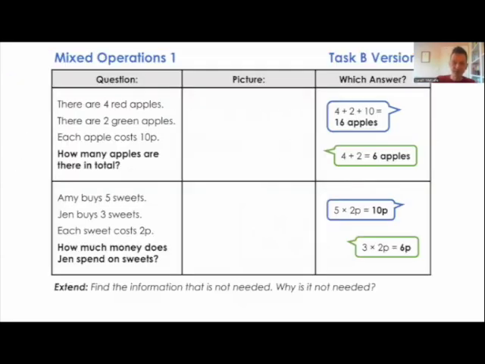And so task B version 1, in this instance, if I draw out one new technique, which I've referred to in the previous example, it's children being able to discount the irrelevant information. There are 4 red apples. There are 2 green apples. Each apple costs 10p. How many apples are there in total? A space for the picture, and then the children have to choose which answer. Is it 4 plus 2 plus 10 equals 16 apples, or is it 4 plus 2 equals 6 apples? And then second question, then the reasoning is looking at, well, which information is not needed.